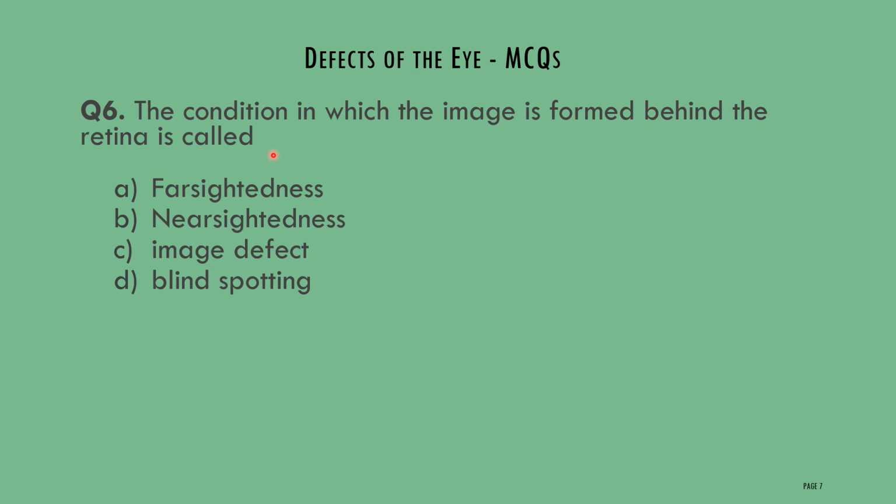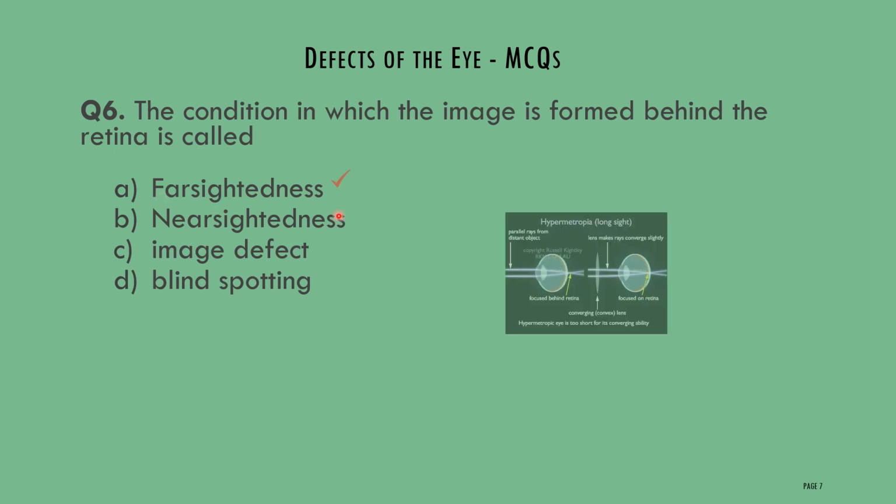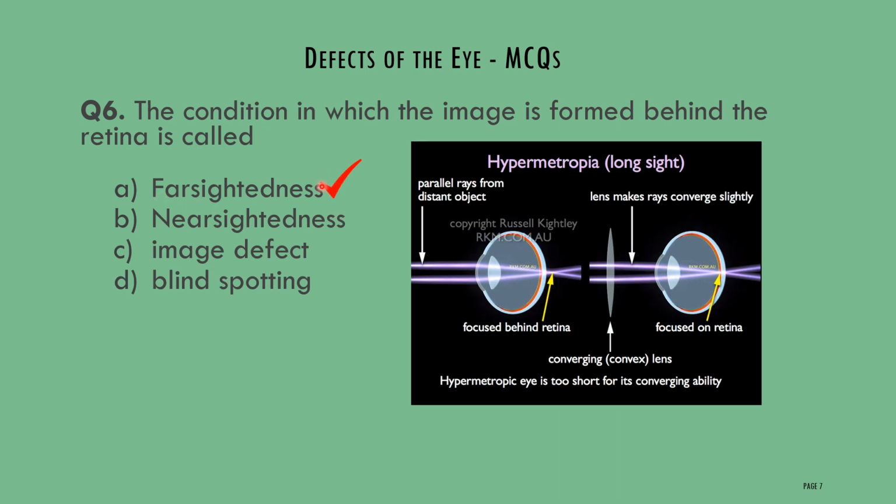Already you know the image will form behind the retina. That one we will call hypermetropia. Here you don't have any hypermetropia option. One of the names for hypermetropia is farsightedness. That you have to remember. Therefore here the correct answer is farsightedness. Farsightedness is nothing but hypermetropia.